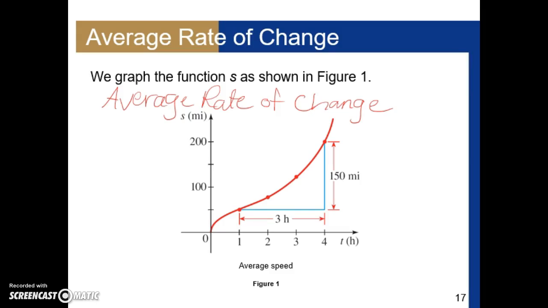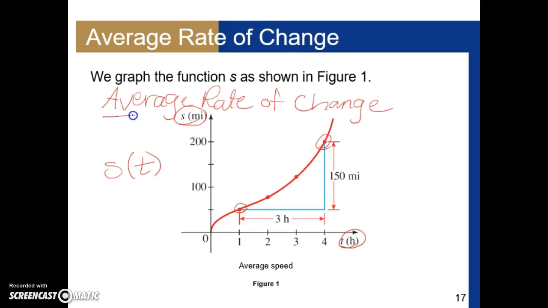So we'll finish talking about the average rate of change. Remember, we need 2 data points to talk about rate of change over time. So here we have time in hours, and here we have speed in miles. So this is the function s of t.